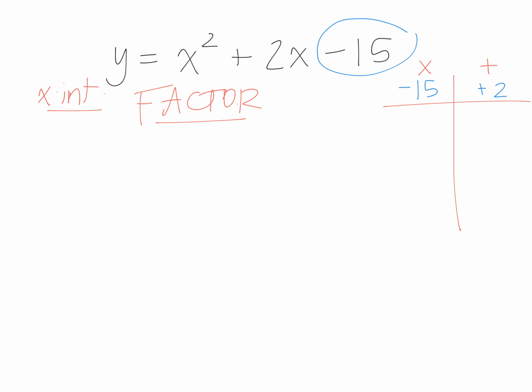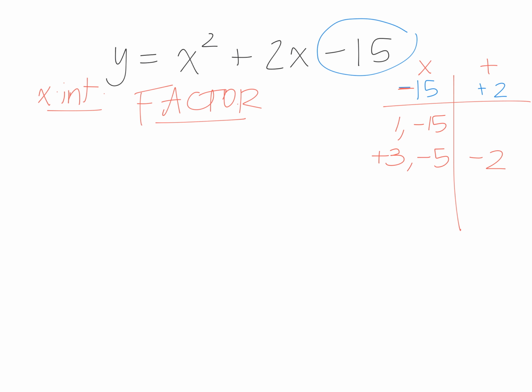What are some factors of negative 15? What times what gives you negative 15? 1. Positive 1 times negative 15 is negative 15. Okay, does that equal 2? 3 and 5. Positive 3 and negative 5. Okay, because one has to be positive, one has to be negative, because it has to equal a negative. What is 3 plus negative 5?